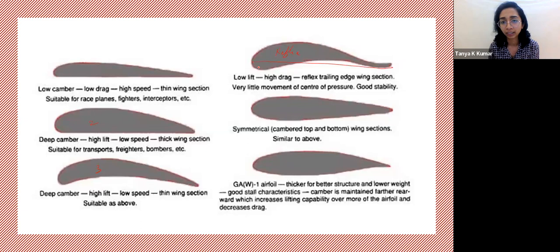The straight line joining that. The camber line would be something like that, which cuts across that. That was a good definition. So a reflex airfoil has lower lift compared to the other cambered airfoils.